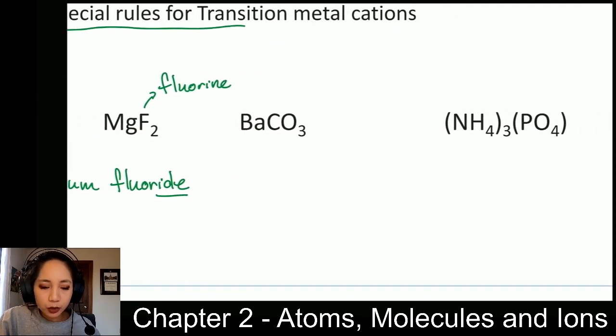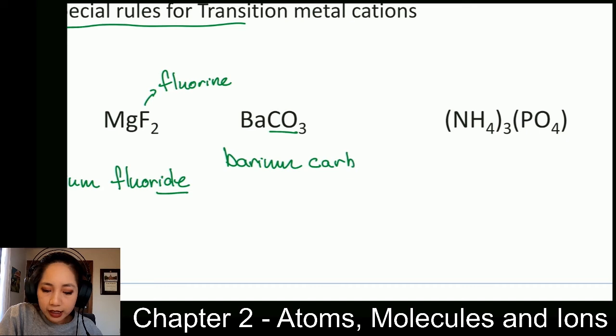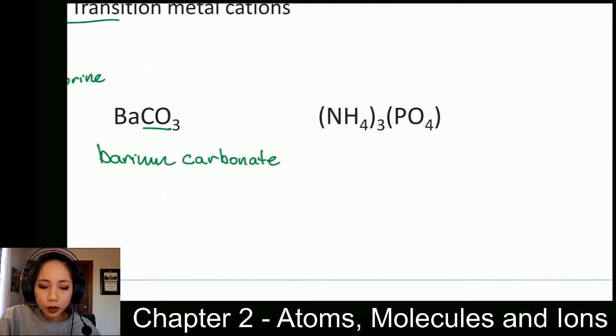The second example here, we have barium carbonate, and that's the name of it. We name the cation first, so it's barium, and then the anion. If you look at your polyatomic anion sheet, CO3 2 minus is carbonate. So it's just carbonate. That's the name of the anion. So that's barium carbonate. And then lastly, this one.